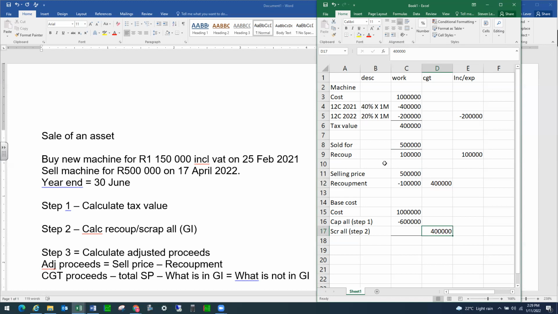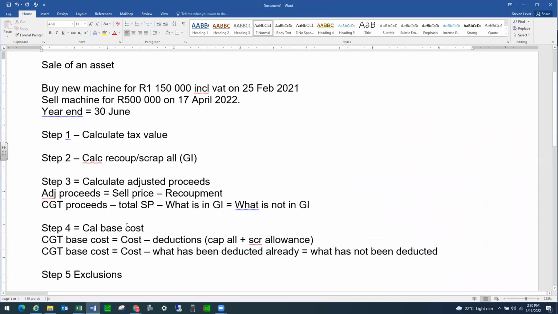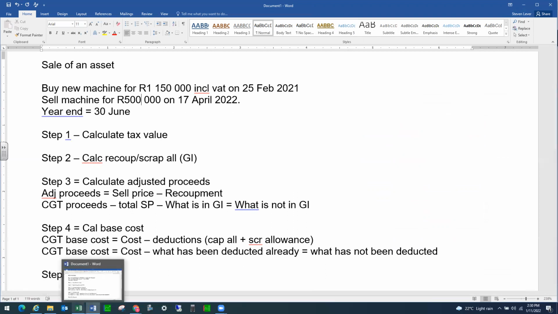Okay, so that's how you do normal stuff. Look at the steps. Calculate tax value, step 1. Calculate your recoupment or your scrapping allowance. I've done one where it's selling above cost, I've done one below cost, and I've done one where it's below tax value. Those are the only 3 possibilities. Step 3, adjusted proceeds is selling price minus recoupment. Step 4, base cost, which is cost minus deductions, can also be scrapping allowance if there's scrapping allowance. And then step 5 is exclusions, which I haven't done with you yet.